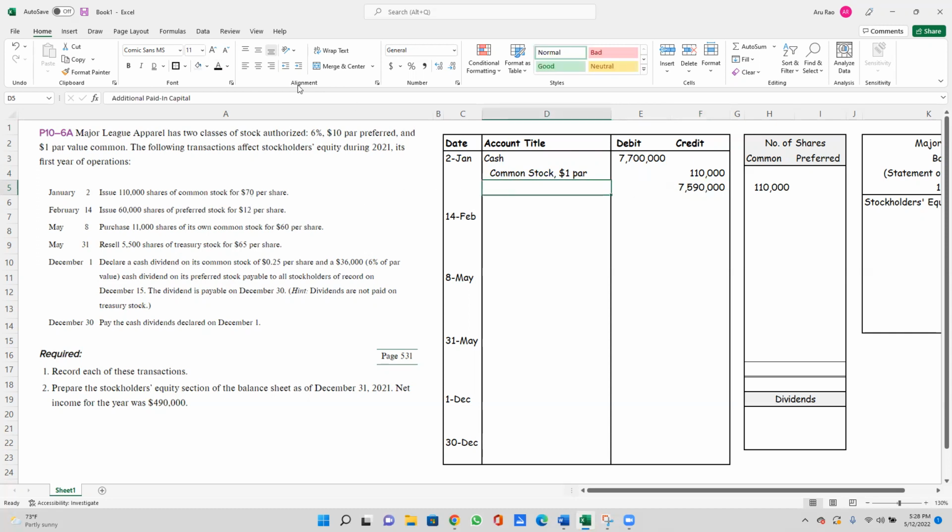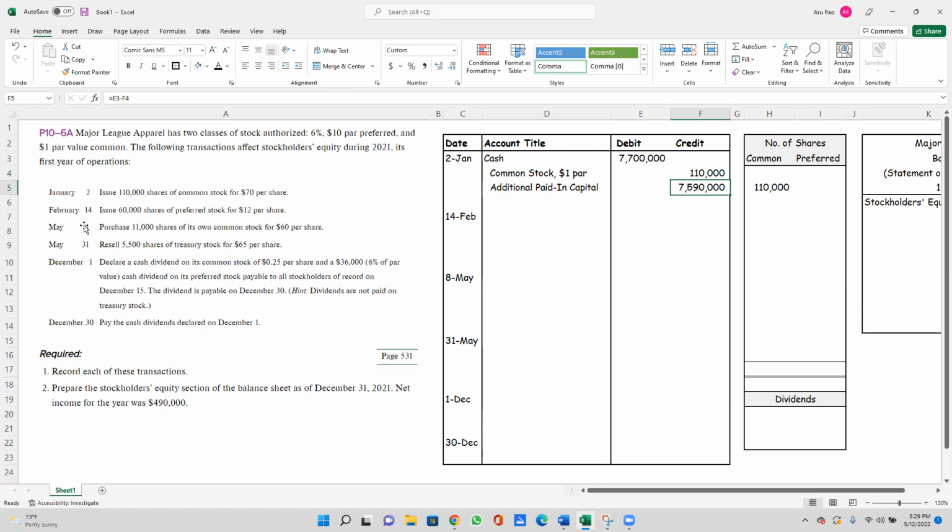So that has to be credited to a different account, and that's called additional paid in capital. Paid in capital, it's paid in by the investors. The investors gave a total of 7.7 million. 110,000 was credited to common stock. The remainder is credited to additional paid in capital. This is also an equity account, but we keep this as a separate account. We keep these dollars over here separately.